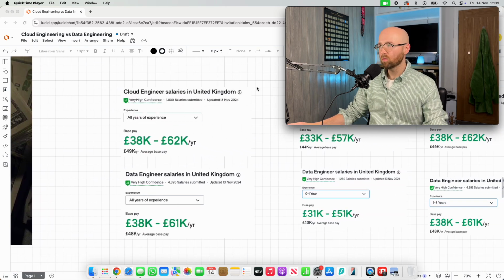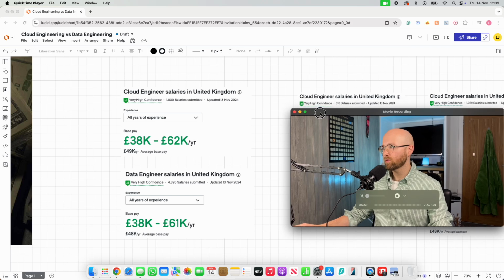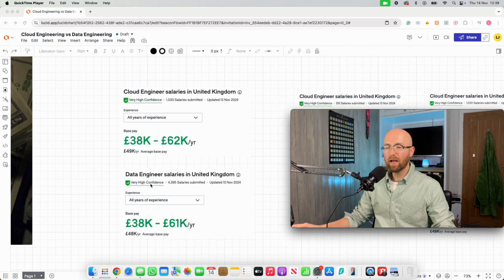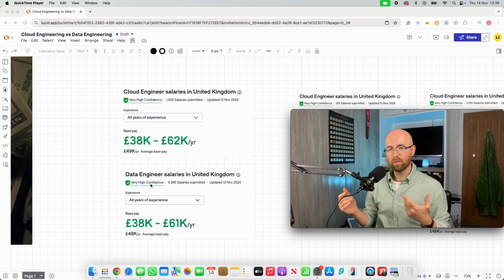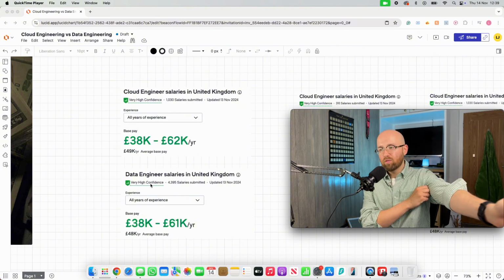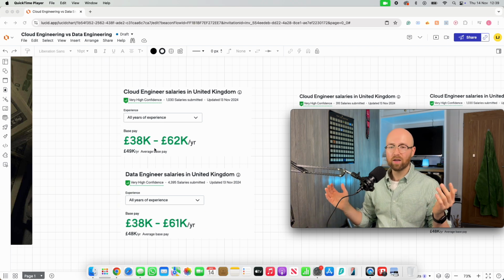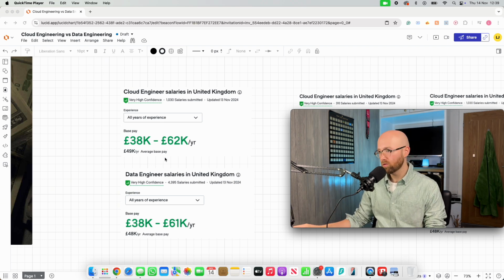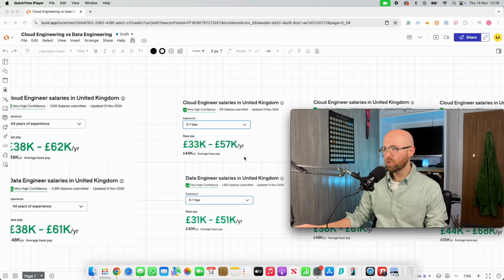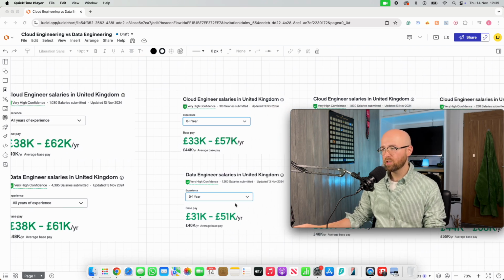So first and foremost, let me try and hide some of that. The average salary for both of them, as you can see here, is pretty much exactly the same: 38.62, 38.61, because they are both specialized roles. And in the UK, that's the general pay bracket for most types of tech jobs. So from 0 to 1 year, both of these are pretty similar, with cloud engineering actually having a higher top end.